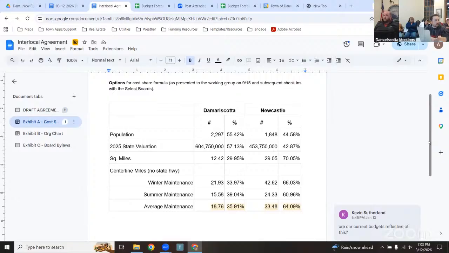It can't be. You have more roads in one town than the other. Doesn't mean you're not going to spend more time in Damariscotta. If you're clearing all the trees on Lesnar Road, that's going to take a minute.